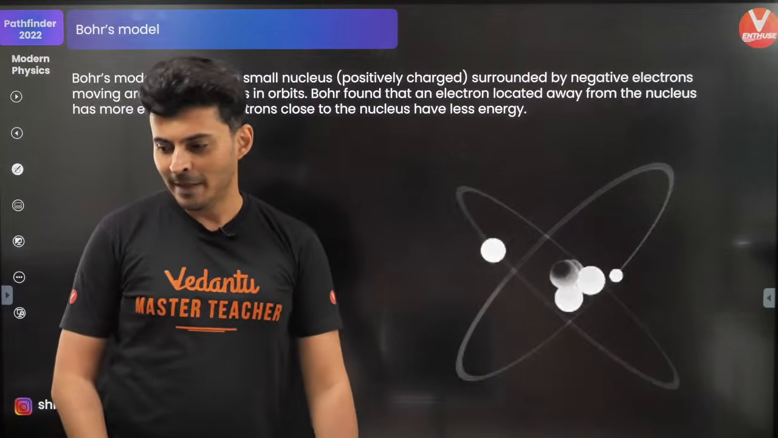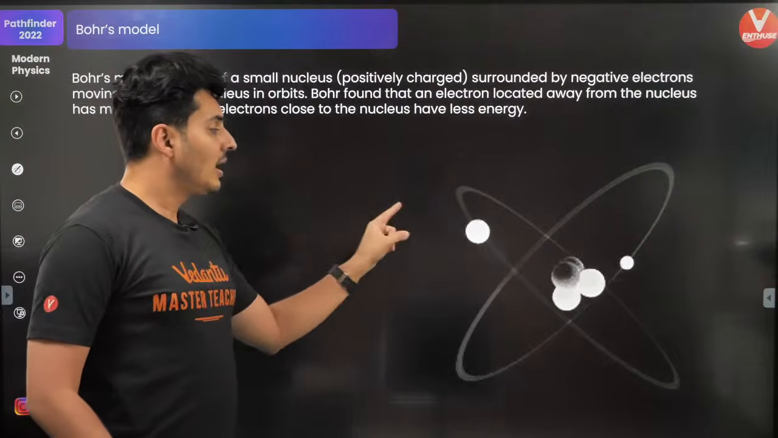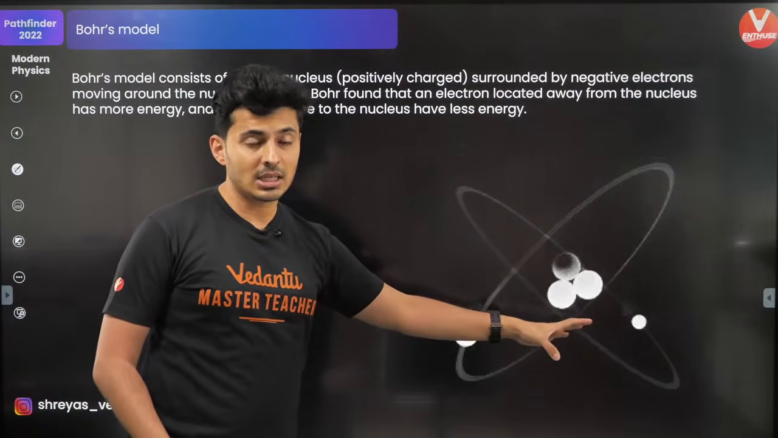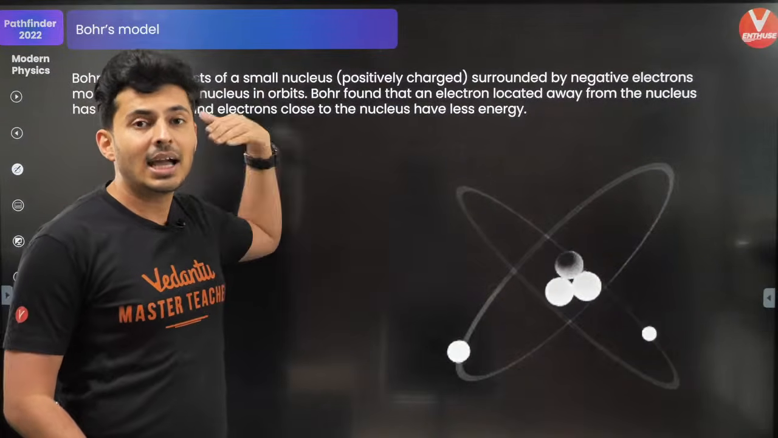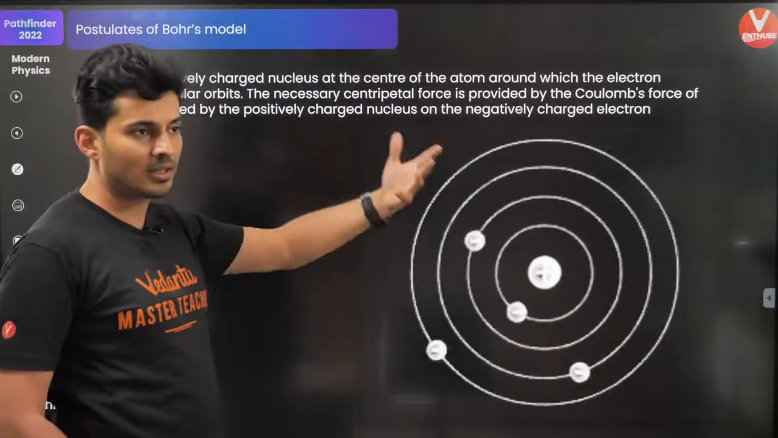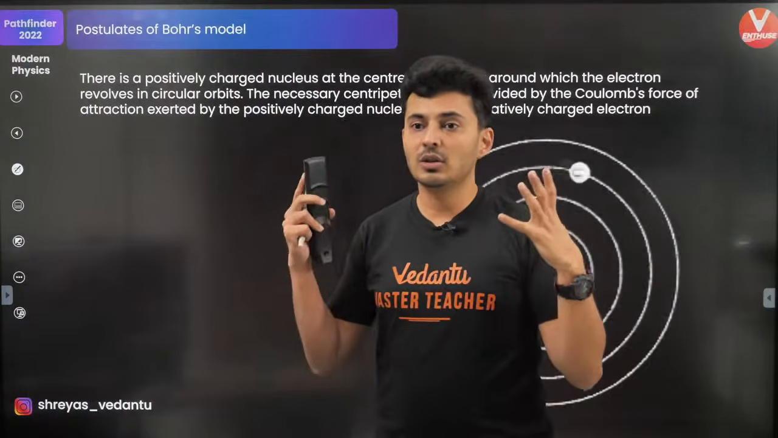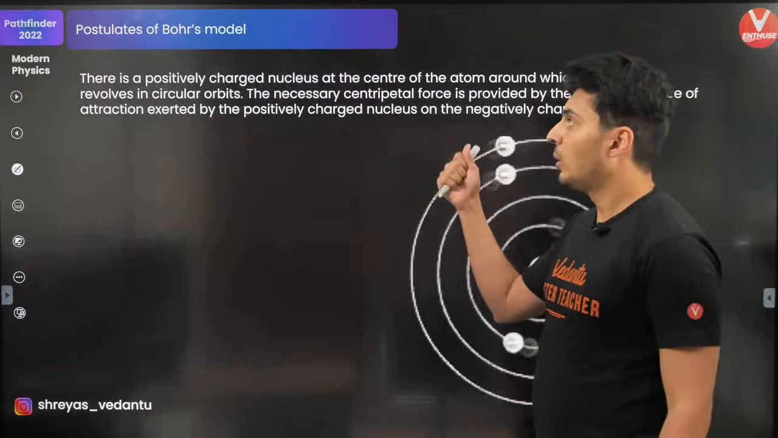Yes. Okay, great. So he also said that the electrons close to the nucleus have low energy, and as the electrons go far away, they have higher energy. So these are the first postulates, those principles or propositions which Bohr made.